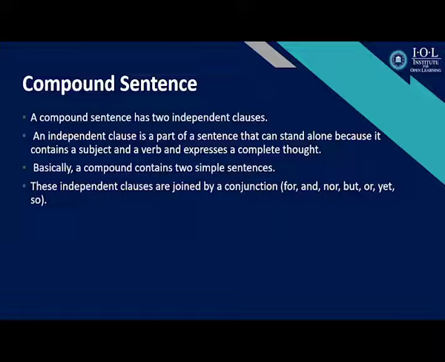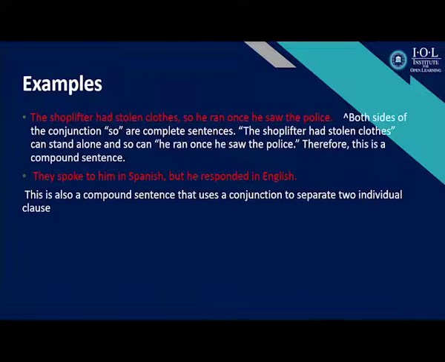call them compound sentences. For example, the shoplifter had stolen clothes, so he ran once he saw the police. This sentence contains two independent clauses. The first independent clause is the shoplifter had stolen clothes. And the second independent clause is he ran once he saw the police.